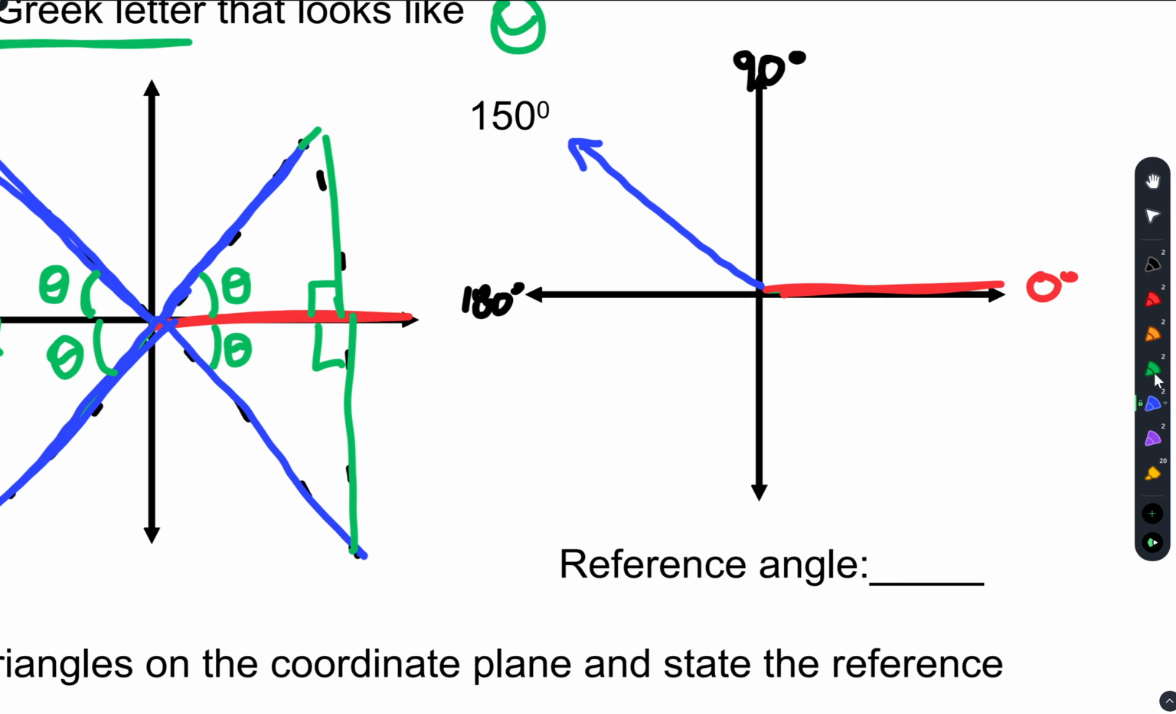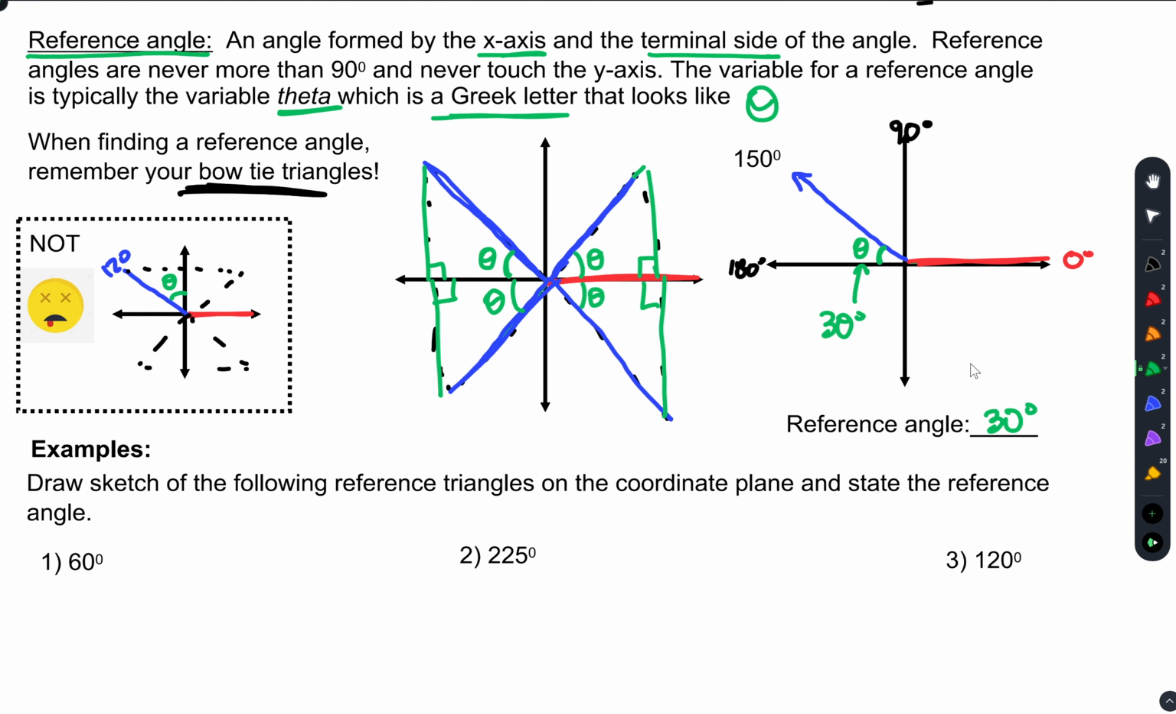What we are now trying to figure out is what is the reference angle? I know it's called theta, but what is the measurement of theta? To figure that out, I just determine what is the distance in between that terminal side and the x-axis. So the distance between 150 degrees and 180 degrees is 30 degrees. So this angle theta is a 30-degree angle. Questions on that? Okay, so let's try some more examples.